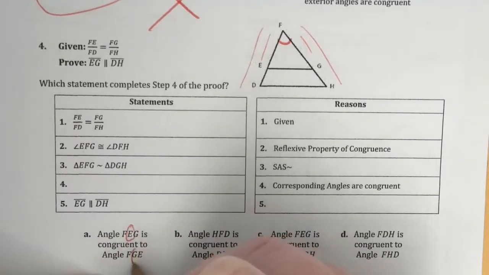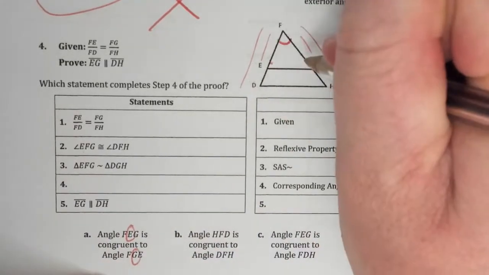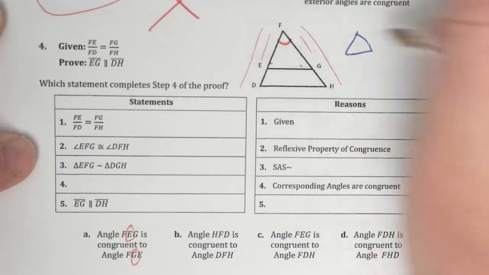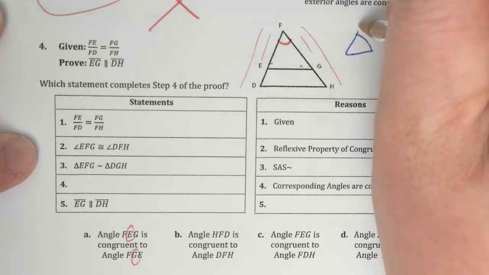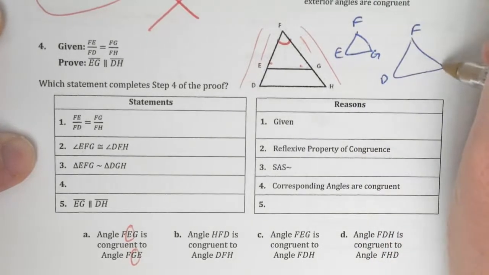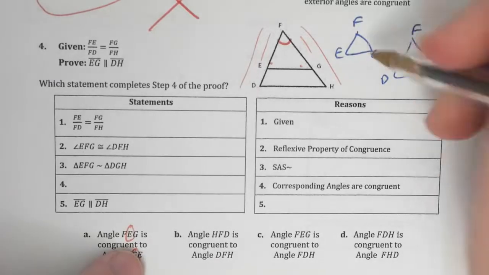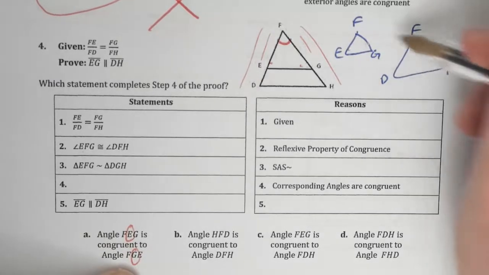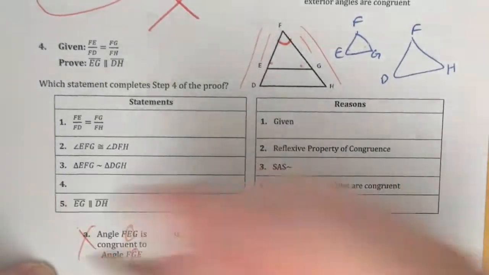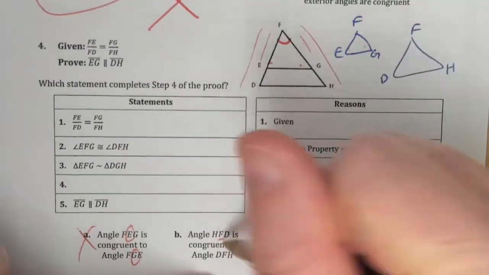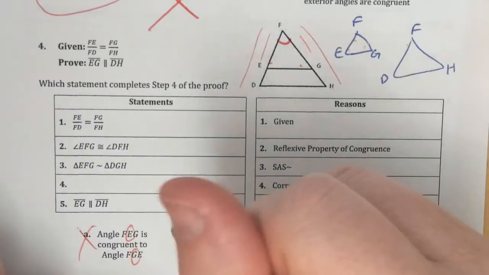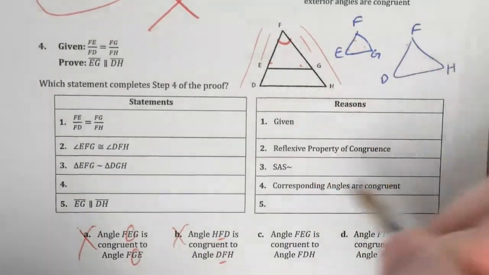Angle E and G. Do E and G go onto the two similar triangles? We're talking about the little triangle, we're talking about the big triangle, right? So this is FEG and FDH. So do E and G correspond on either triangle? That doesn't work. Does F and F? No, those are the same triangle. So that is the same angle.